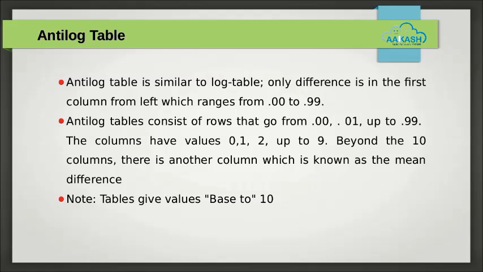Now, let's understand antilog table. Antilog table is similar to log table. The only difference is in the first column from left, which ranges from 0.00 to 0.99. Antilog table consists of rows that go from 0.00, 0.01 and up to 0.99. The columns have values 0, 1, 2 up to 9. Beyond the 10 columns, there is another column which is known as the mean difference. Tables give values base 10.